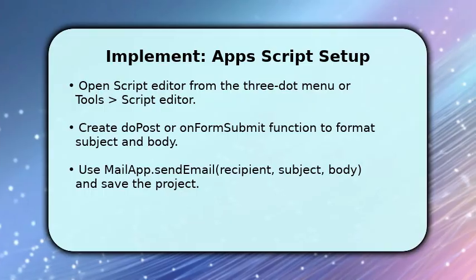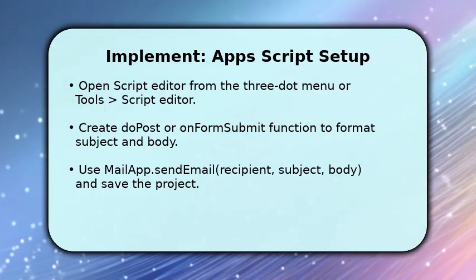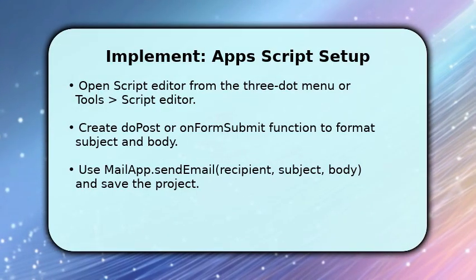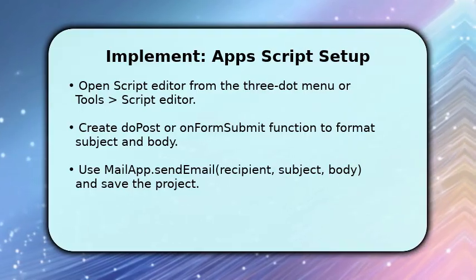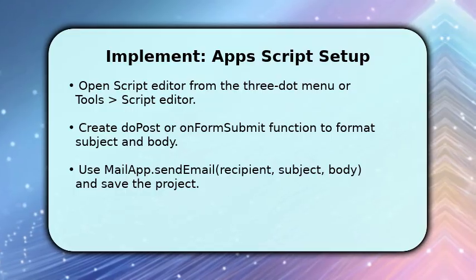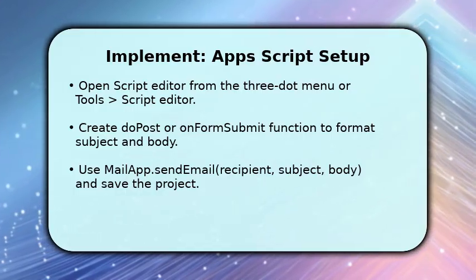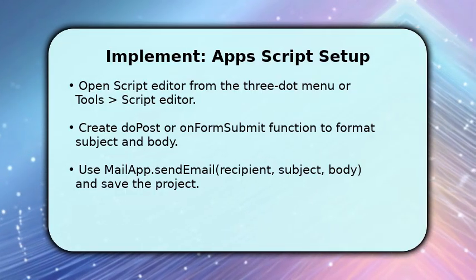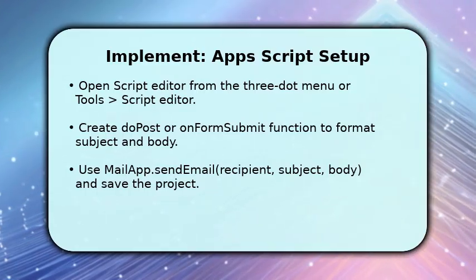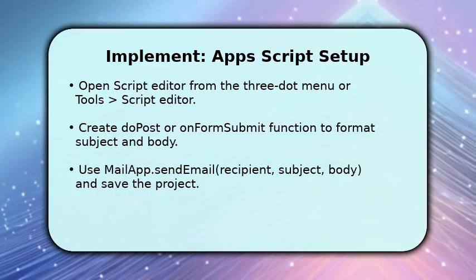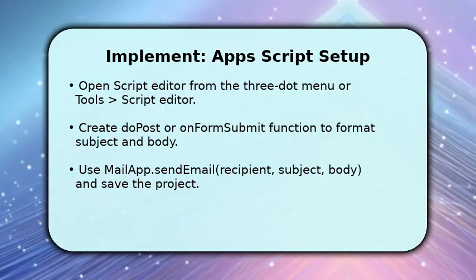Now implement a custom email via Apps Script so you control content. Open the script editor and add an onFormSubmit function that reads values or the event object. Format the subject and body using answers that matter. Once coded, use MailApp.sendEmail, recipient, subject, body, or GmailApp if you need HTML.